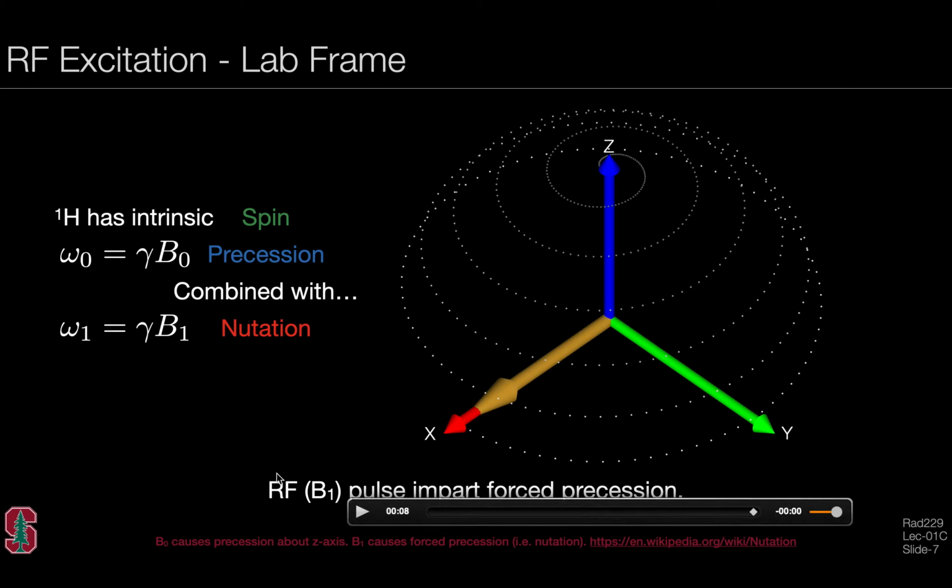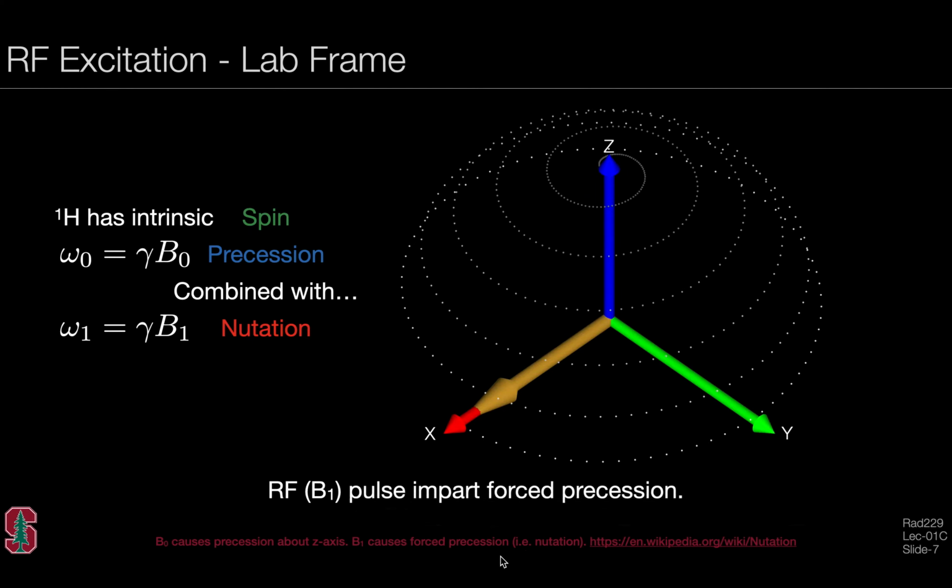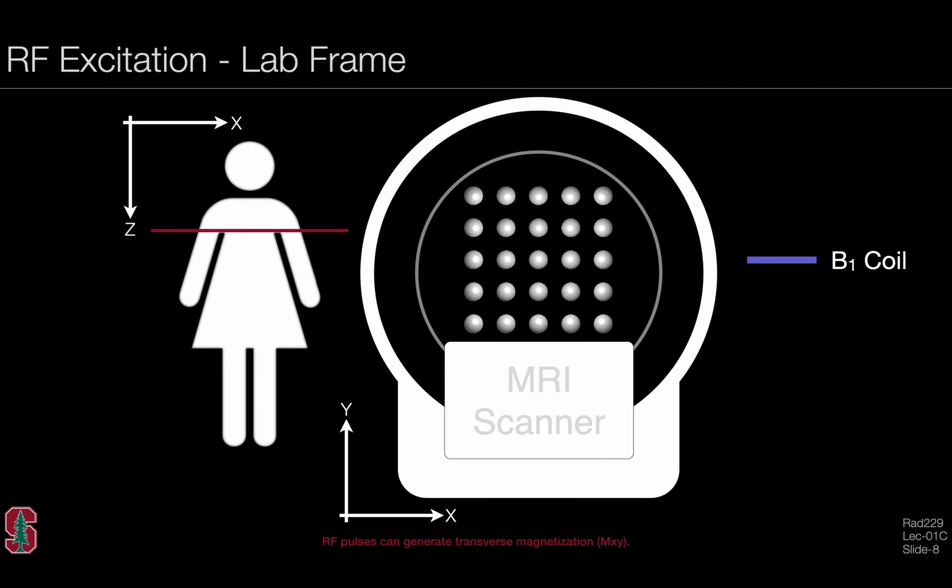So an RF pulse imparts so-called forced precession. And I want to make the distinction between free and forced precession. Free precession is what the spin system does simply in the presence of the B0 field. And when we then activate the B1 field, we can force the spin system away from its equilibrium position. And so B0 causes precession about the z-axis, and B1 causes forced precession or nutation.